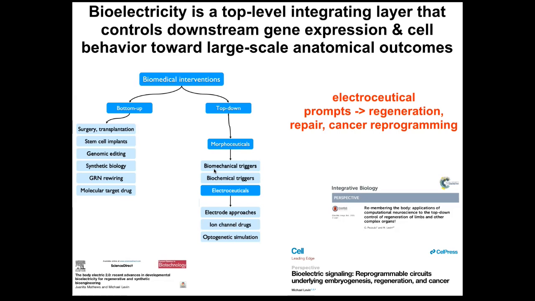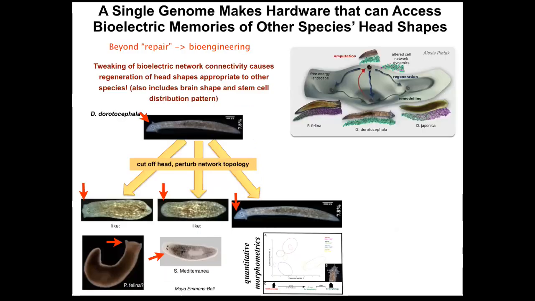So in all of those cases, whether interfered with in the meantime by scientists or not, it's very good at creating and reaching that correct target morphology. But let's just look at a couple of things here regarding the question of plasticity. What else can it make? Okay, so beyond repair, let's look at what the possibilities are for bioengineering.